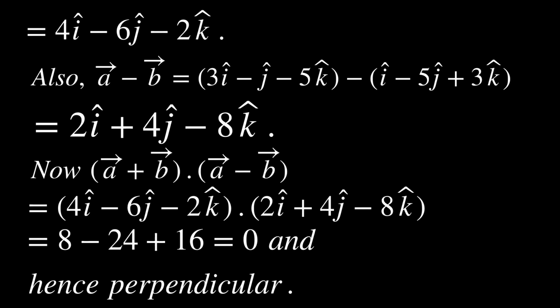Now we are asked to find out whether vector A plus vector B and vector A minus vector B are perpendicular. The best way is to find their dot product, and if the dot product is 0, we can conclude they are perpendicular. So (A + B) dot (A - B) is equal to (4i - 6j - 2k) dot (2i + 4j - 8k). With simplification, we get 8 - 24 + 16, which is equal to 0. Hence we can prove that they are perpendicular.